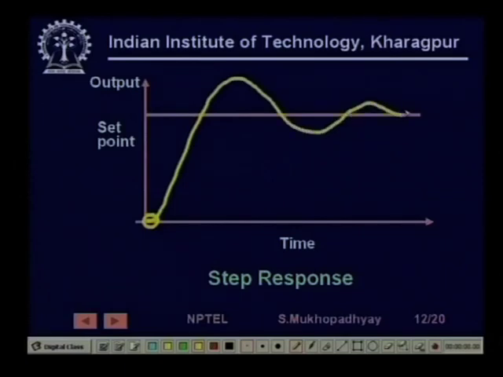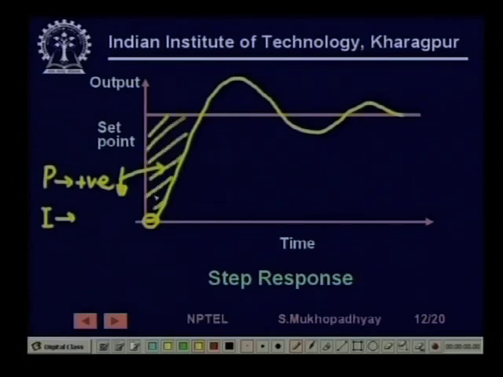What happens during this phase? During this phase the proportional is positive, error is positive, so output is positive, but since the error is decreasing, the output is going down. So it is positive, but going down, that is the output of the proportional controller. What does the integral controller do? The integral controller is also positive because it is integrating positive error, and it is increasing because this area is continuously increasing with time. So it is positive and going up.